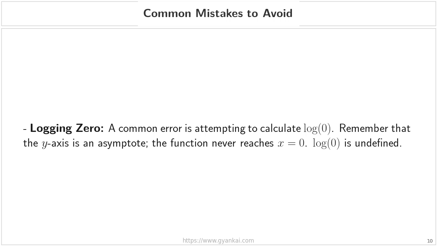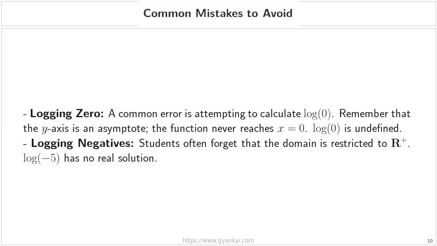If you recall our discussion on the vertical asymptote, the graph of the logarithmic function approaches the y-axis, but never actually touches or crosses it. Because the function never reaches the point where x equals 0, the log of 0 is mathematically undefined.